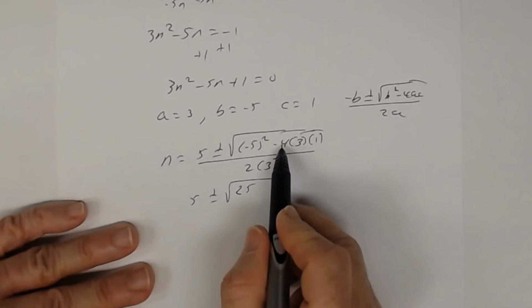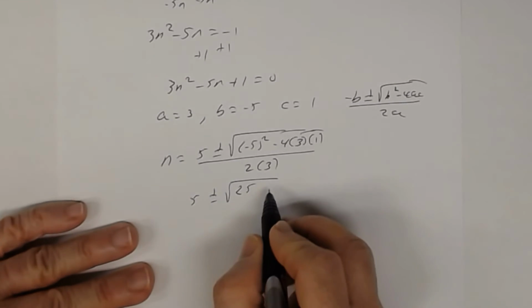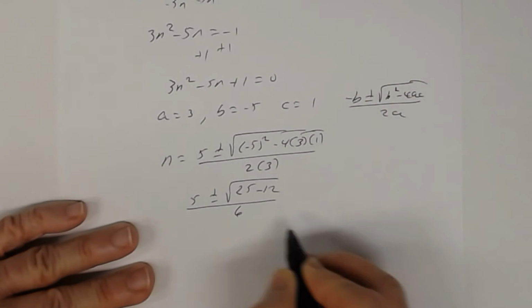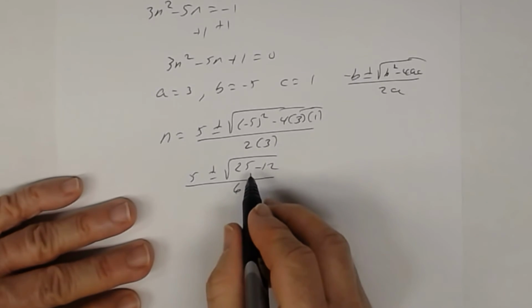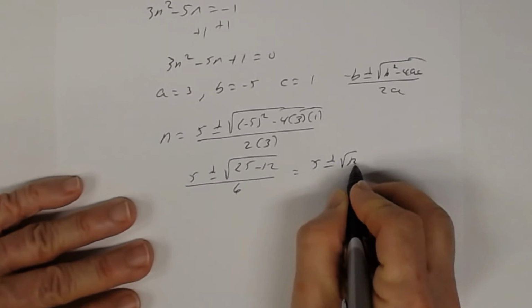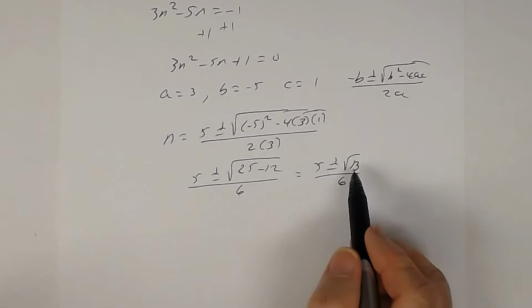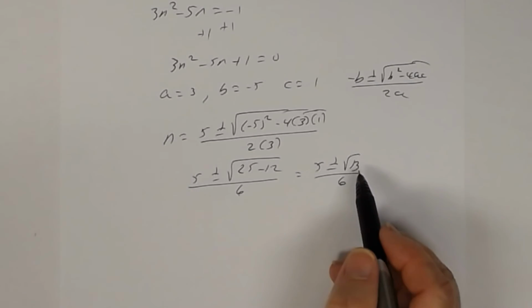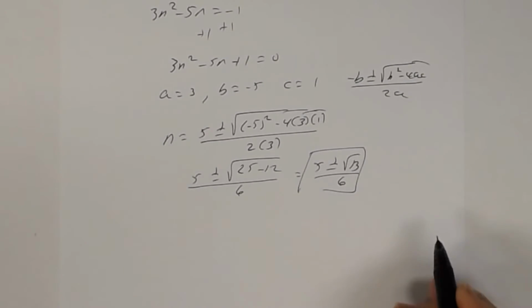Simplifying the radicand, I get 5 plus and minus the square root of negative 5 squared is 25. A negative 4 times 3 times 1 is a negative 12, all divided by 6. 25 minus 12 is 13, so it becomes 5 plus and minus the square root of 13 divided by 6. Now notice the square root of 13 cannot be simplified, so there's your answer. So those are your solutions.